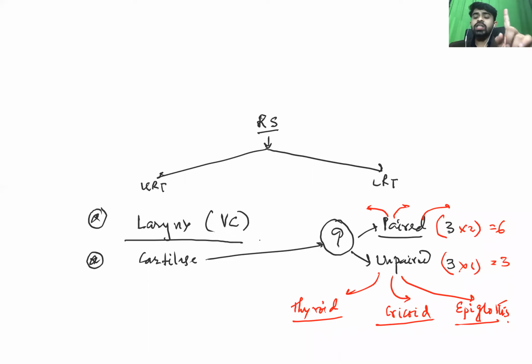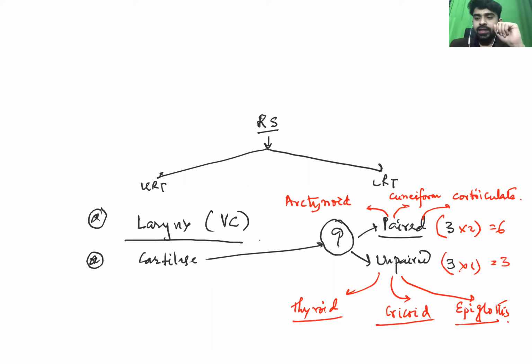Now, next question, which are paired? So directly the answer will be arytenoid, cuneiform, and corniculate. So this is arytenoid, cuneiform, and corniculate. Do you have any doubt? No? Okay, sir. All right.